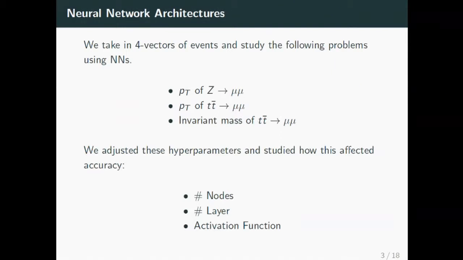My idea is that there are four-vectors of certain events. Transverse momentum is seen in the transverse momentum from the muons in a t t-bar decay, as well as the invariant masses of the same. Now, I tried varying hyperparameters here: the number of nodes, the number of layers, and the activation function. And I'll explain that just a little bit.